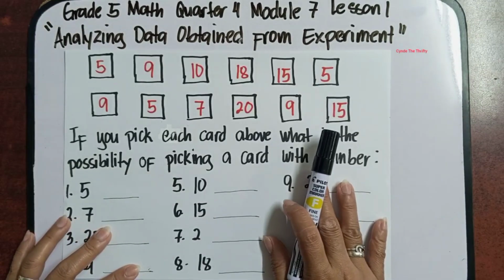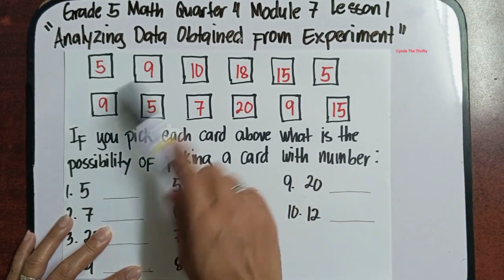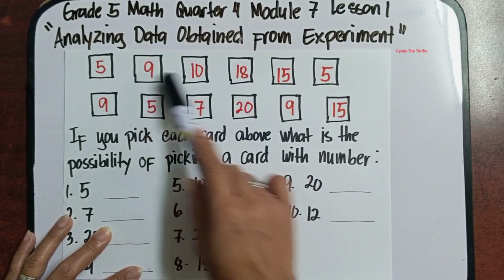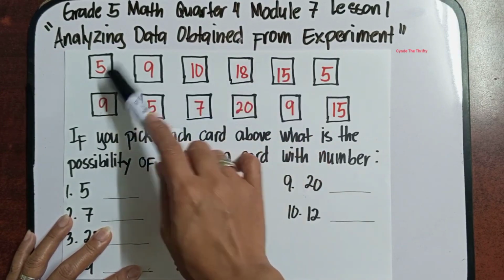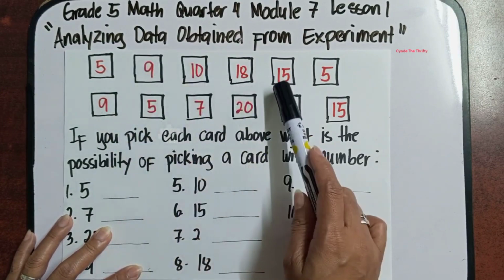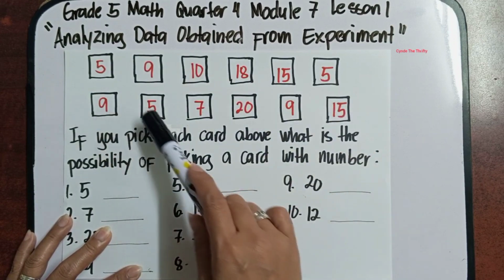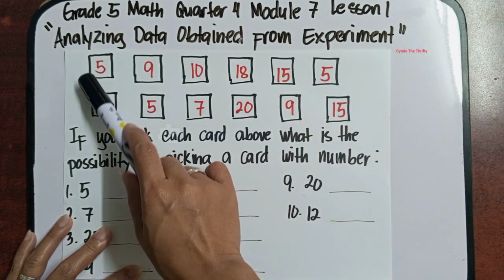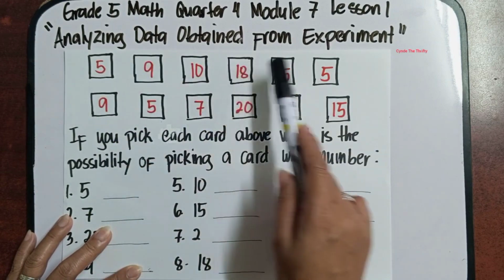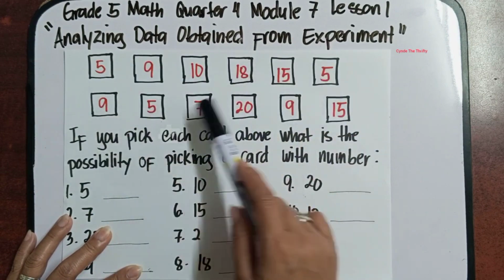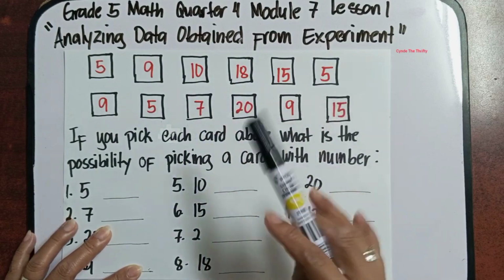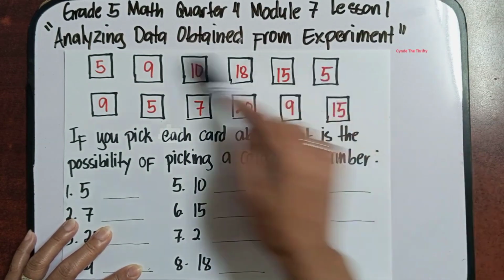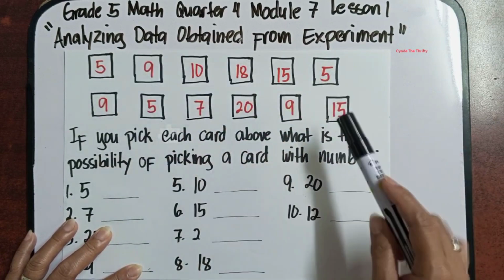Ngayon naman, tapos na tayo sa letters. So, punta tayo sa numbers. I-analyze natin ang ating data dito. Meron tayong mga numbers sa card. So, meron tayong 5, 9, 10, 18, 15, 5, 9, 5, 7, 20, 9, 5. So, ilan sila lahat? 1, 2, 3, 4, 5, 6, 7, 8, 9, 10, 11, 12. So, ibig sabihin, ang total possible outcomes natin is 12 lahat ang kasali sa ating experiment.